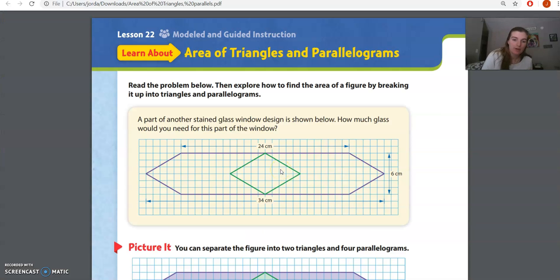So we're gonna talk about area of triangles and parallelograms. We know the area of a triangle, half the length times the width, or half the base times the height. Parallelograms are going to be a little interesting though because they're oddly shaped. So we're going to start here. I'm just going to help you through some of these, give you a little bit of ideas to get you thinking.